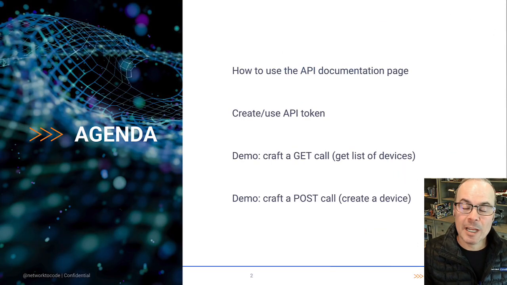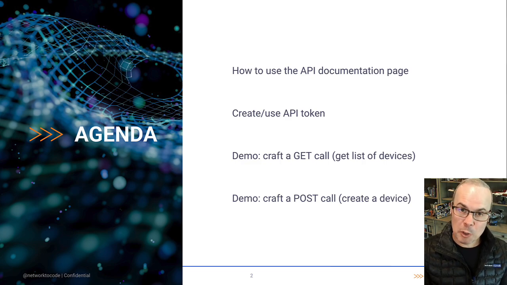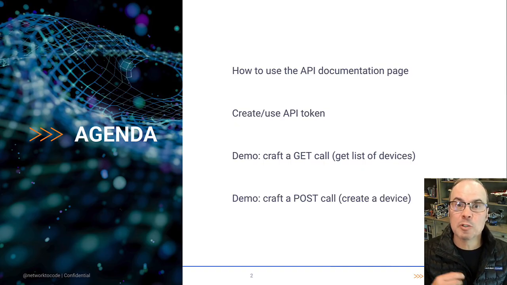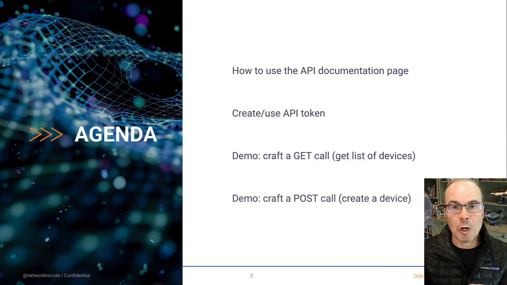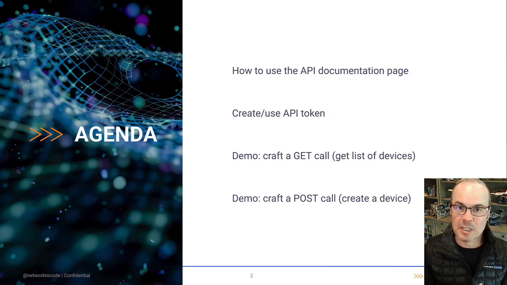In this demo today, we covered how to create a token, how to use that token in Postman to bring your authentication into Postman so you can make these remote calls to Nautobot. And then we learned how to look at the API documentation in Nautobot, how to apply a GET call to retrieve information from Nautobot. In our case, it was a list of all the devices in Nautobot. And to use a POST call to create a new device in Nautobot.